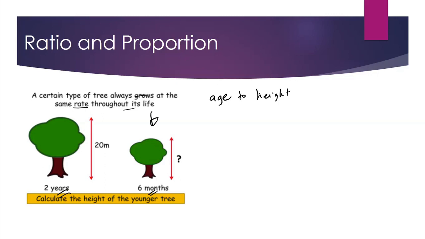If we have age of the tree to height of the tree, then the ratio will be, let's start with the age, of course, that is 6 months. So 6 over the height is unknown, so we have here x. It is equal to, we need to get the age of this. But the given age of the older tree is 2 years. But we have here 6 months. Of course, we need to express years to months. And how many months do we have in 2 years? Yes, there are actually 24 months in 2 years. So, instead of having 2 here, we have to write 24.